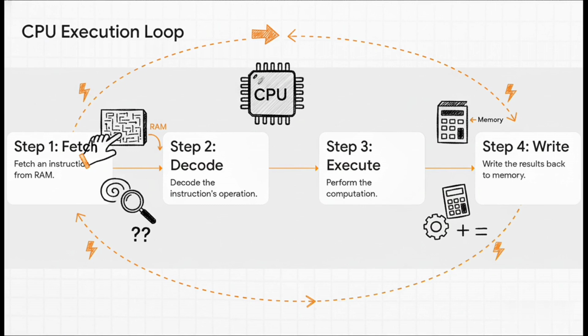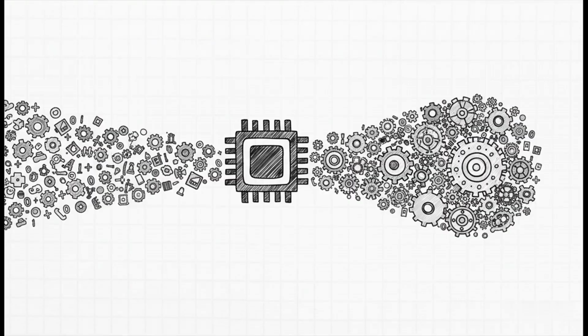Fetch, decode, execute, write. Again and again and again. And here's the crazy part. It's not doing anything super complex in any one step, but it does that simple loop billions of times per second. Let that sink in. Billions. And that staggering speed is what creates the illusion of everything happening at once, of this smooth, fluid experience you get from your software. It's just pure brute force speed.